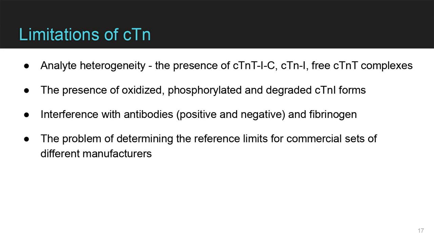All right, next. Limitations of troponin T, a specific troponin T. The first is analyte heterogeneity. Because troponin has a tendency to form complexes, diagnostic kits sometimes can't determine the appropriate concentration of troponins. The second limitation is the presence of oxidized, phosphorylated or degraded forms of troponin. That means that in case of damage of the heart, in myocardial infarction, all proteins may be changed, and as a result, diagnostic kits can't determine the appropriate concentration of troponin.